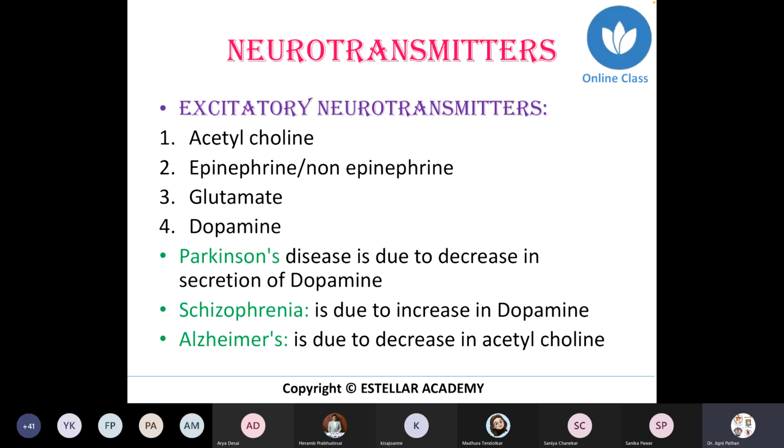Now, a decrease in any of the neurotransmitters can lead to some diseases. Like a decrease in dopamine leads to a disease called Parkinson's disease. An increase in dopamine leads to schizophrenia. All are brain related diseases. A decrease in acetylcholine leads to Alzheimer's.